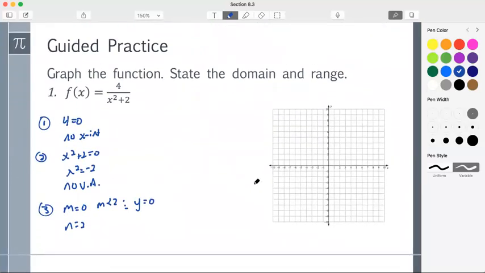All right, now here, let's actually do stuff here. So it looks like my domain is probably going to be, since there's no vertical, all real numbers. My range is going to be all real numbers such that y cannot equal 0. I'm going to plot this point. When I plug in 0, I get 2. And then when I pick a couple other points, I get something that looks like this.